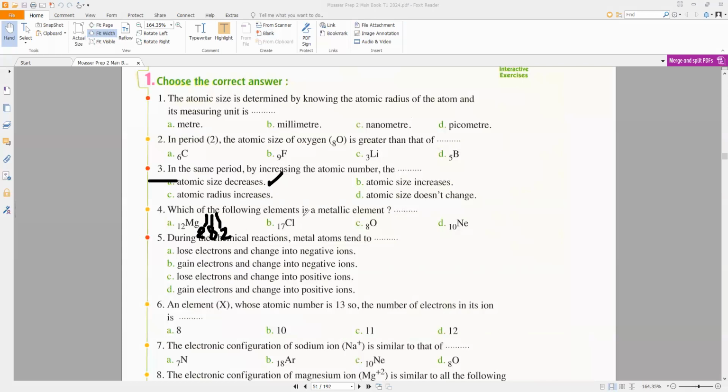That's right. Chlorine 17: the first has 2 electrons, the second has 8, the third has 7, so the sum is 17. Oxygen: the first has 2, the second has 6. Neon, it's 10: the first has 2, the second has 8. That's right. A metal has less than 4 electrons in the outermost level, and a non-metal has 4 or more. Magnesium has 2 electrons, less than 4, so it's metal.